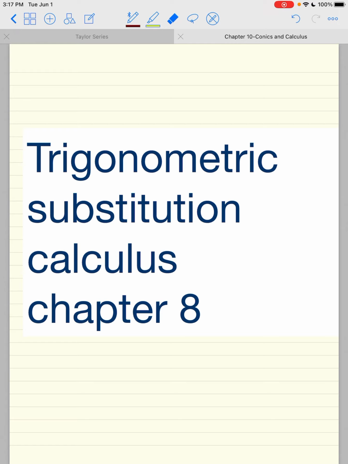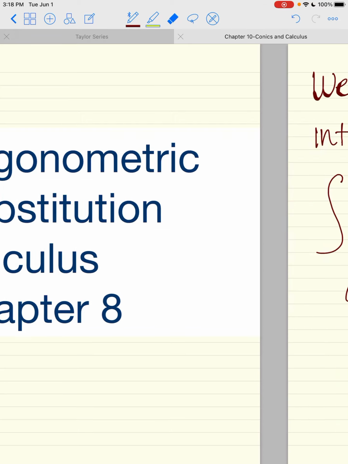I'm going to show you how to integrate using trigonometric substitution. This can be found in a calculus textbook in chapter 8. It's not really spoken about by many teachers on the high school level, but definitely on a college level. So let's take a look.